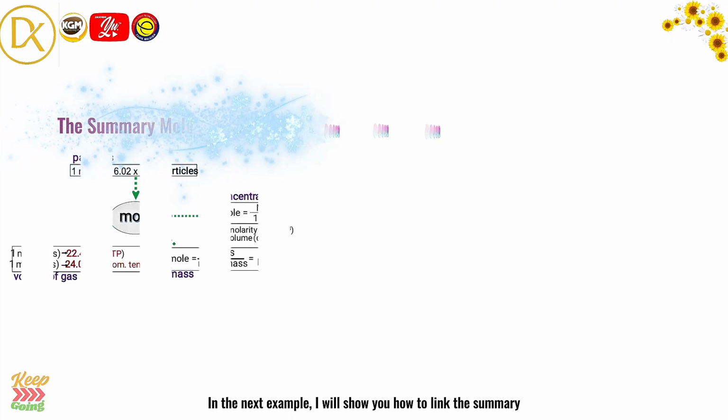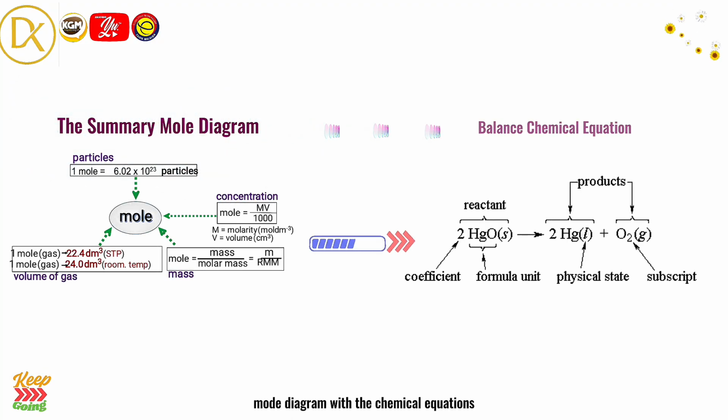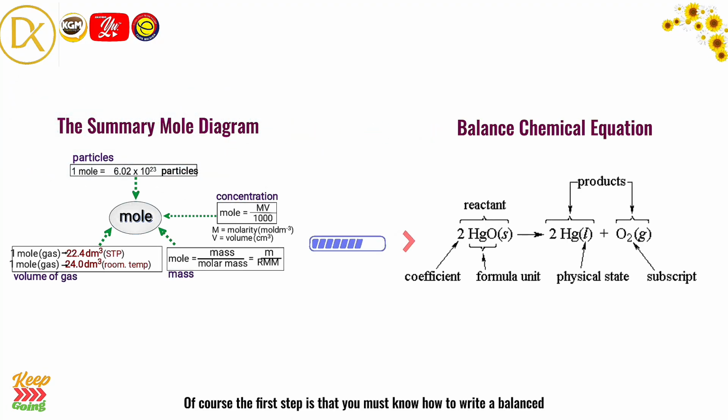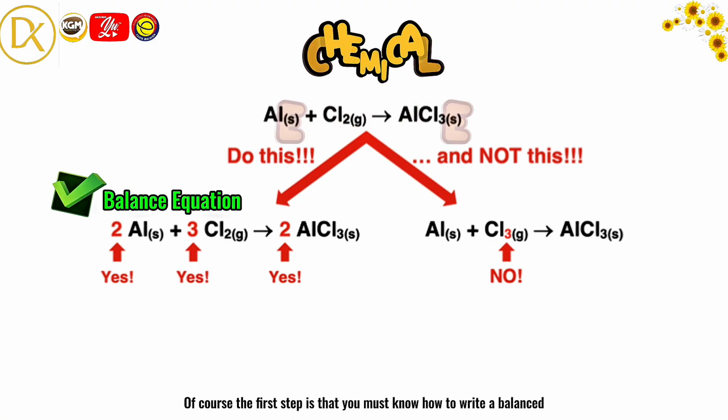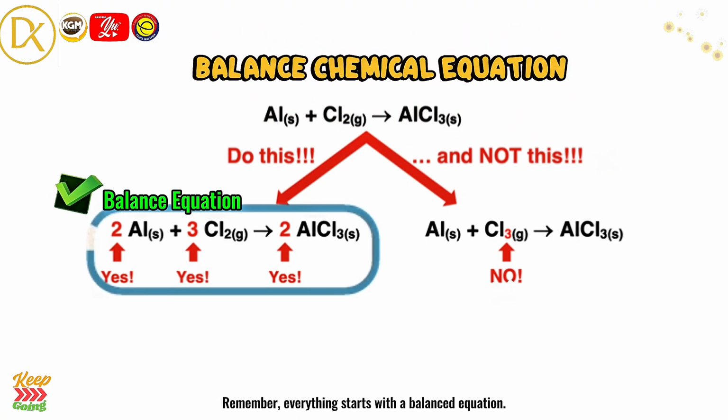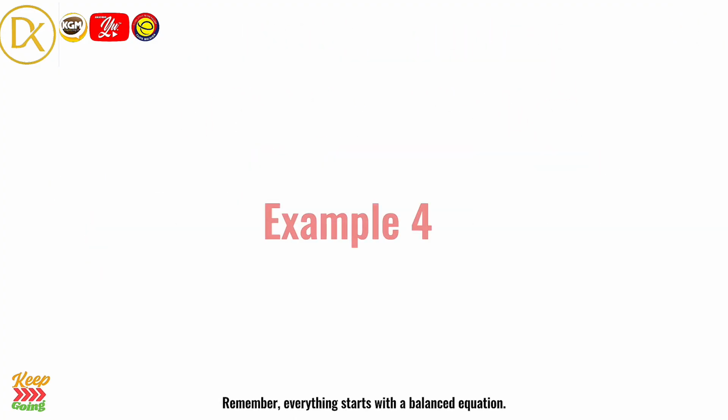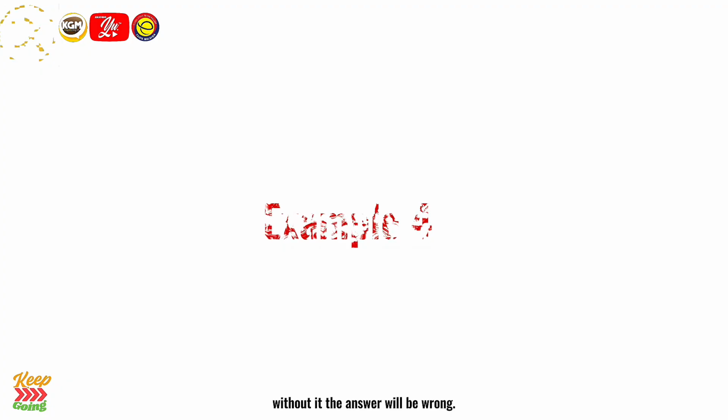In the next example, I will show you how to link the summary mole diagram with the chemical equations. Of course, the first step is that you must know how to write a balanced chemical equation. Remember, everything starts with a balanced equation. Without it, the answer will be wrong.